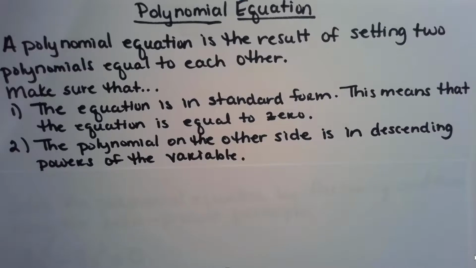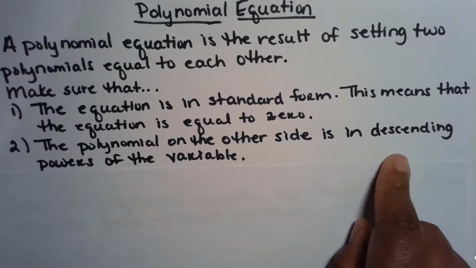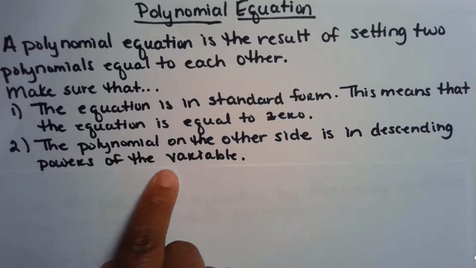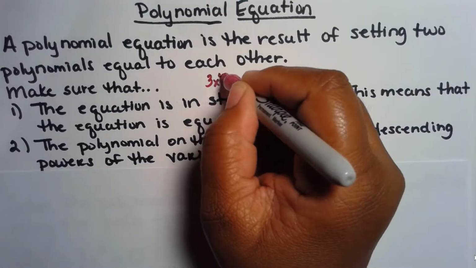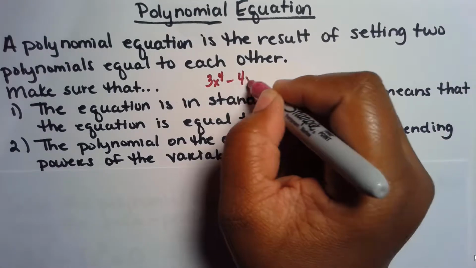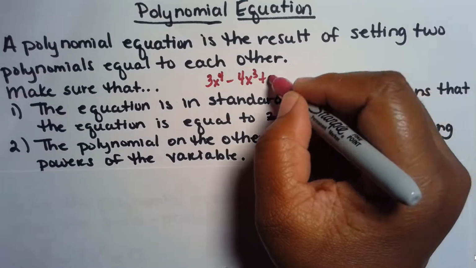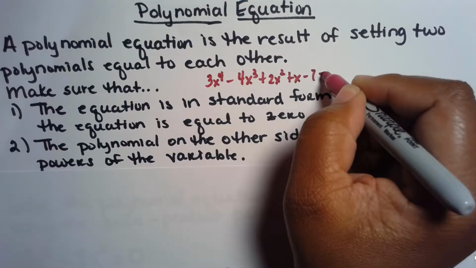So as we solve a polynomial equation, we want to make sure that the equation is written in standard form, meaning that the equation is equal to 0. And we want the powers, meaning the degree of the polynomial, to be in descending order. The polynomial on the other side is in descending powers of the variable. When we're talking about descending, I'm saying something such as 3x to the fourth minus 4x cubed plus 2x squared plus x minus 7 equals 0.